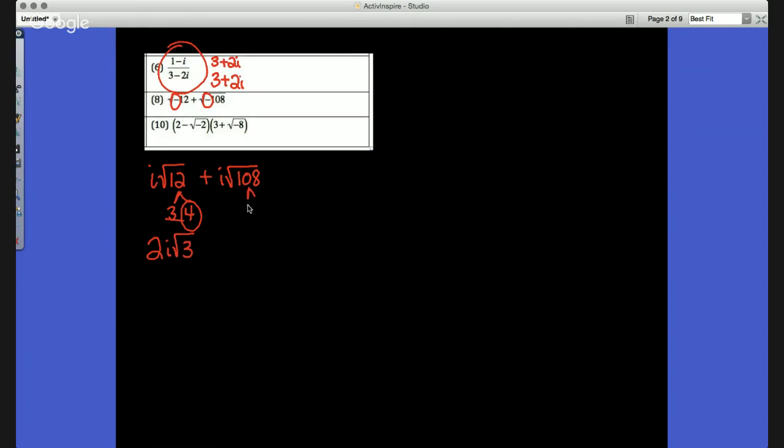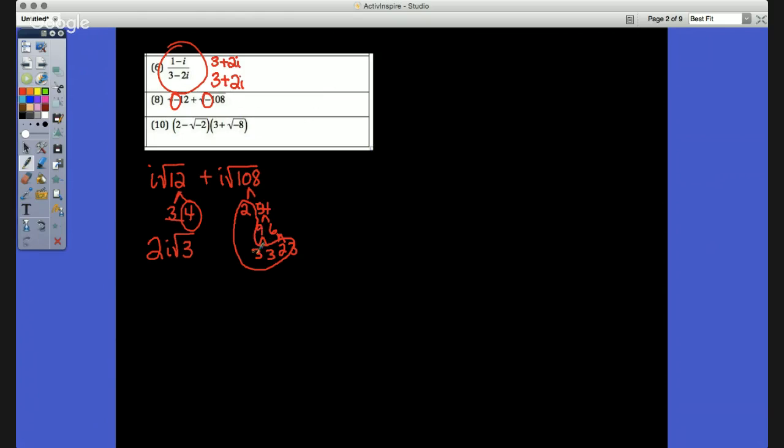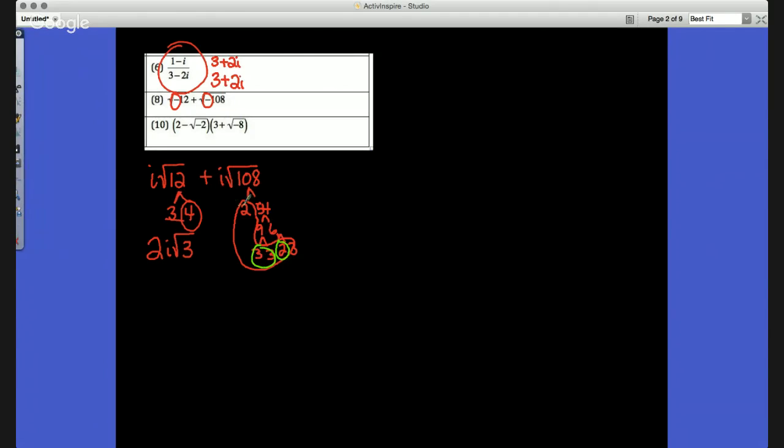Now with 108, we know that 108 would be like 2 and 54, and 54 is 9 and 6. So the square, or let's keep going just in case. So 3 and 3, and 6 is 2 and 3. So we have 2, 3, 3, 2, 3. So what we can do with that is we can say, what are the pairs? Well, we have a group of 3s and a group of 2s. So we're going to pull 6 to the outside. And what we're going to do is leave that 3 here on the inside. And remember, we have that i as well. So we have 2i root 3 plus 6i root 3.